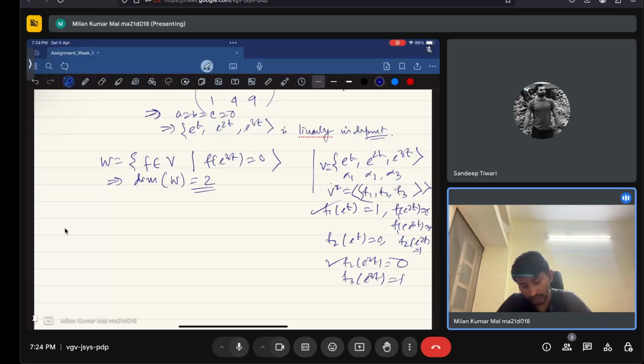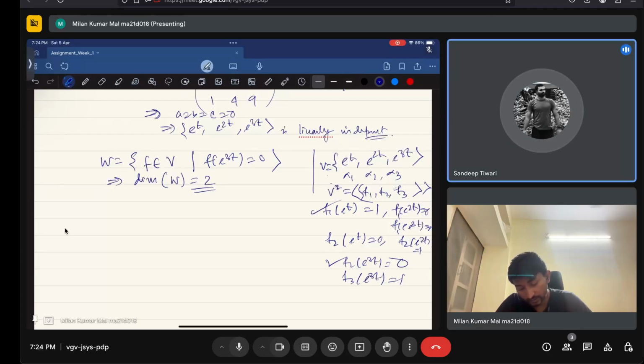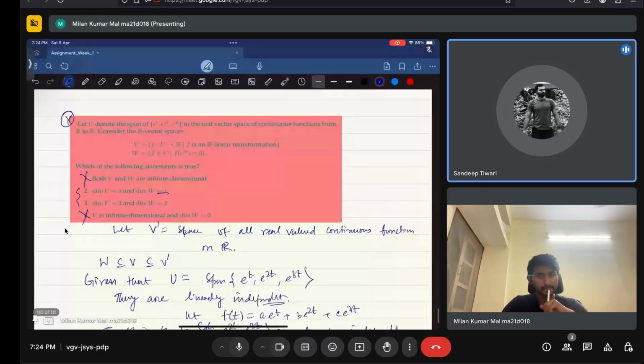So therefore this is the correct option. This way we should define the dual basis. If the e_i are the standard ordered basis, then we define this.